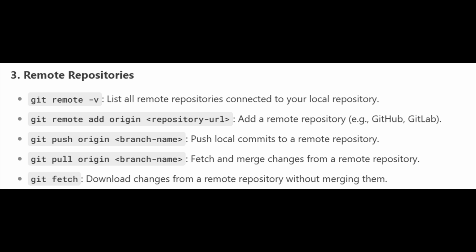git pull origin <branch-name>: fetch and merge changes from a remote repository. git fetch: download changes from a remote repository without merging them.